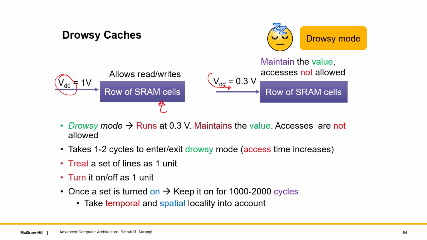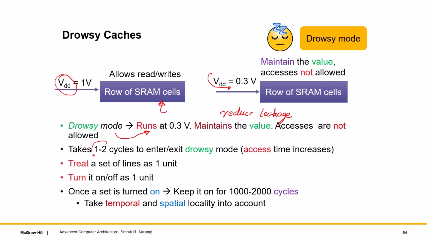The reason being that we are reducing the voltage to reduce the amount of leakage. So this is just to reduce leakage power. But we are not making mistakes because we are not reducing it so much that the cell loses its value. We are only reducing it to a level where it will maintain its value but will not be operational. You can't read or write. If you want to read or write, increase its voltage back again. So this is a drowsy mode where you're not sleeping, you're just drowsy at 0.3 volts. You can maintain the value but not access it.